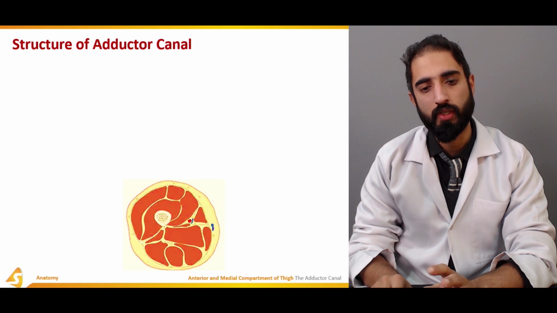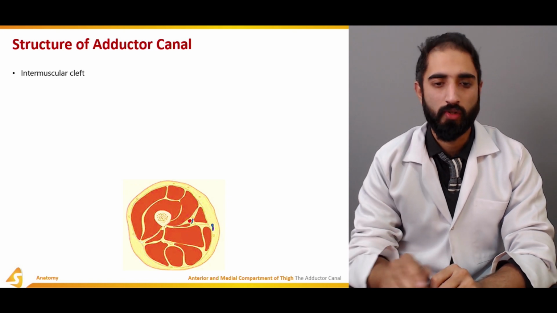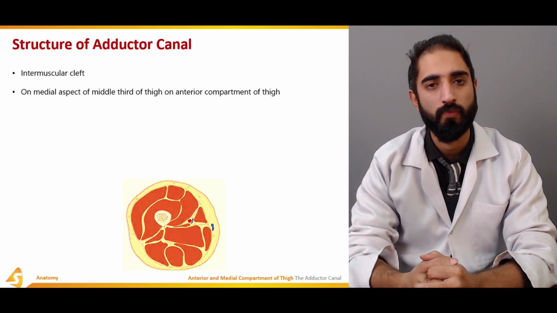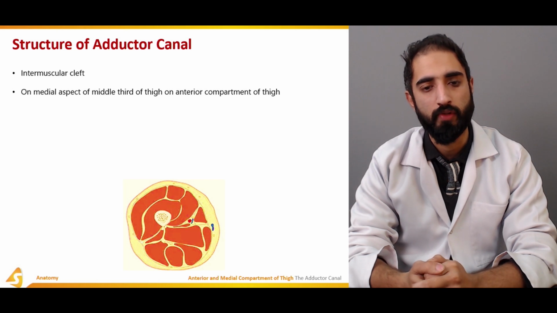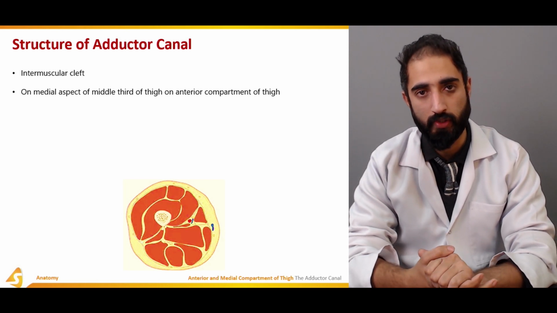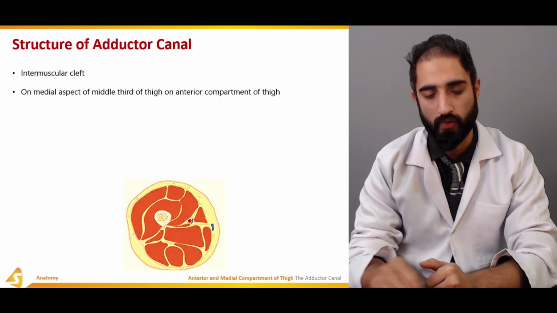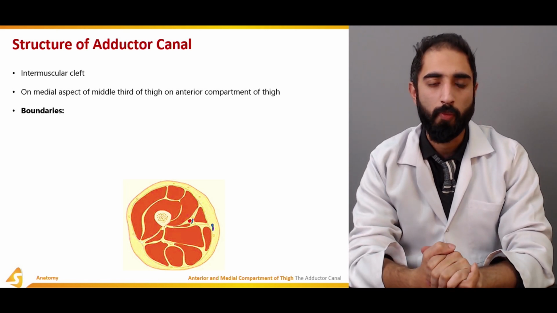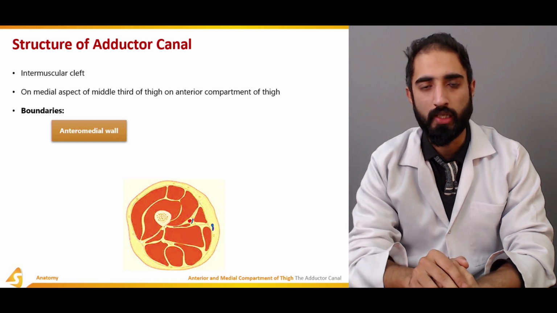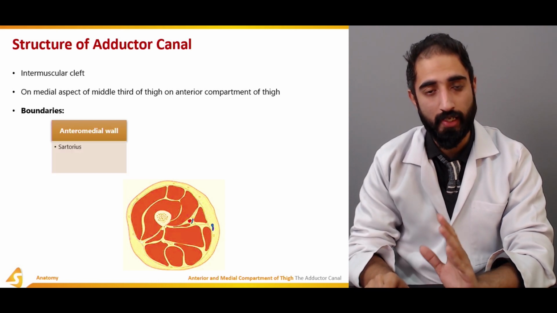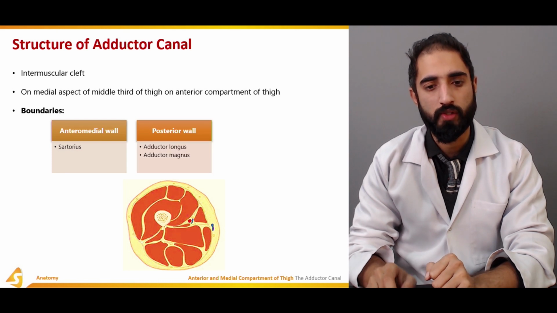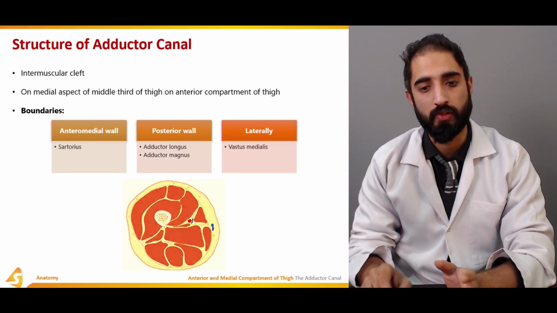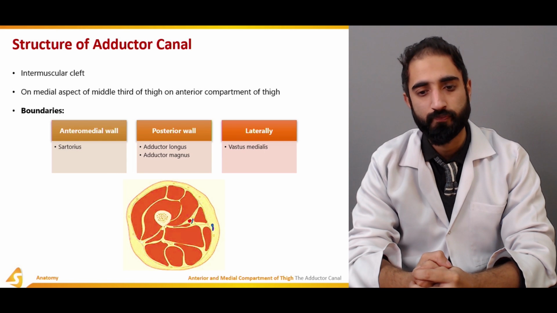Now, talking about the structure of the adductor canal, it is an intramuscular cleft or an empty space between the muscles, on the medial aspect of the middle third of the thigh, in the anterior compartment of the thigh, allowing the passage of veins, arteries, and nerves through this region from the anterior aspect to the posterior aspect and thus eventually into the popliteal fossa. So the boundaries include the anteromedial wall, which is formed by the sartorius, the posterior wall, which is formed by the adductor longus and majorly the adductor magnus, and laterally it is surrounded by the vastus medialis.